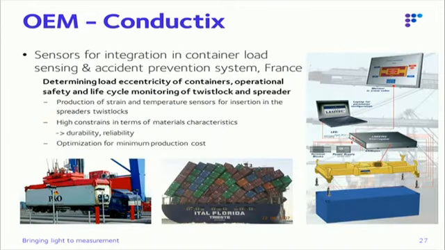A more, let's say, common application is these container cranes that are present in harbors. If you are only piling these containers without any information about their load, and more important, their load distribution, you can have problems like this. So we have developed some sensors for these twist locks that transform each of these twist locks into a load cell. It allows the operator to have the distribution of load on the container and optimize the load.